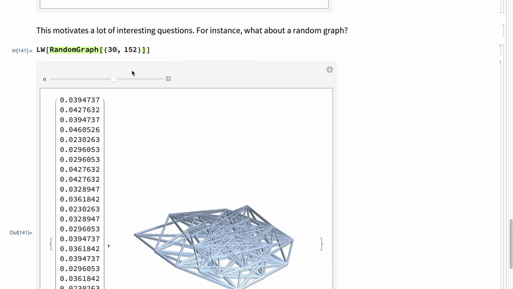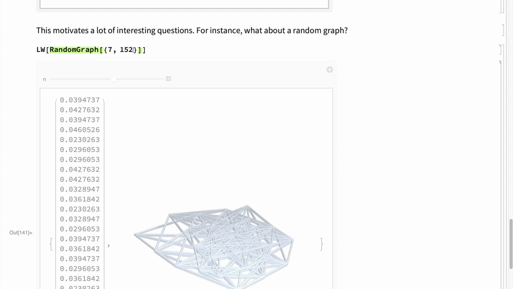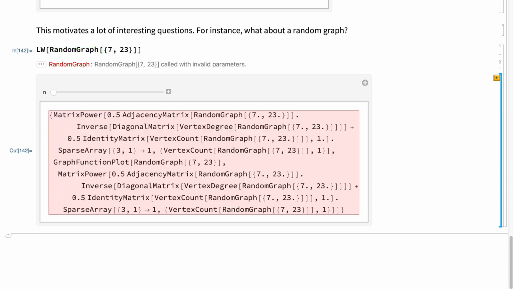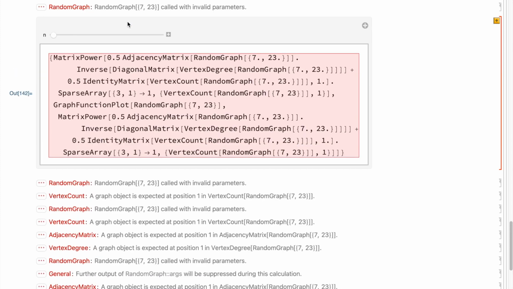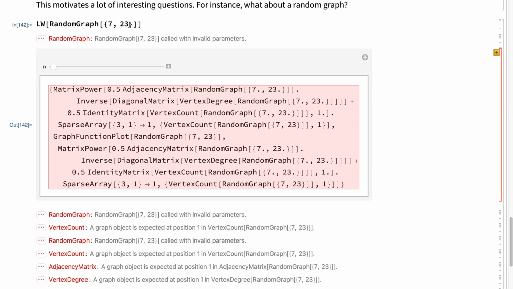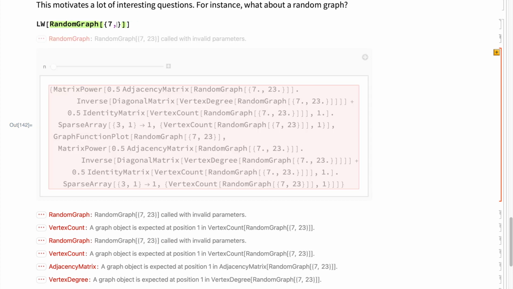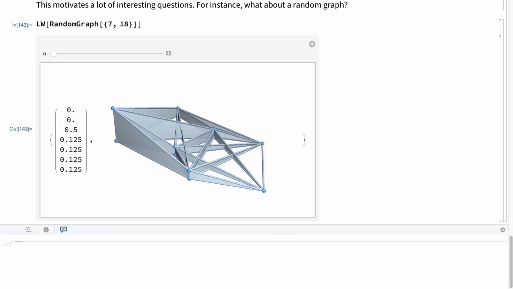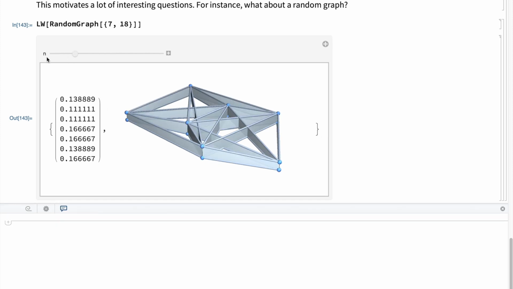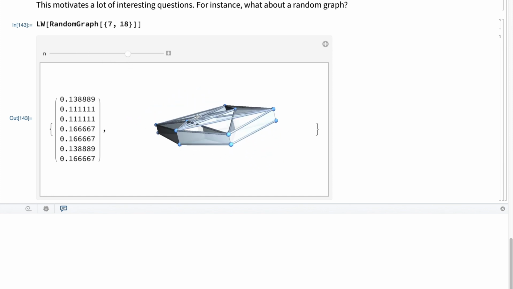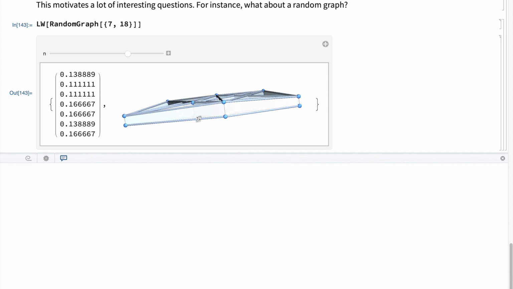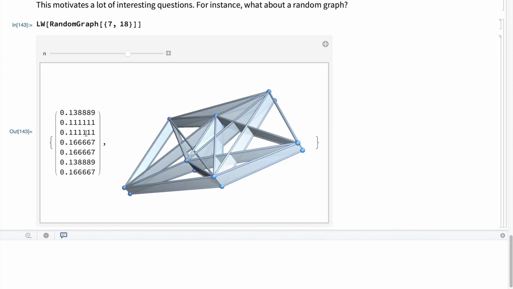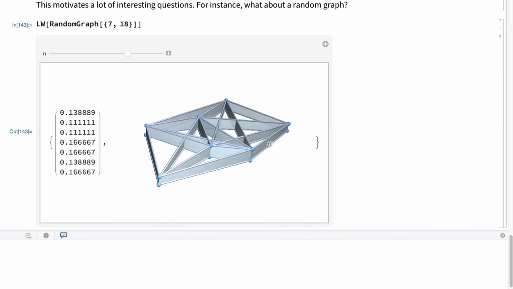And we can try a smaller random graph where we can see better what's going on. Let's say 7 vertices and 18 edges. In this random graph, you can see it converges to what's not an even distribution of probability, but whatever it is, it's a steady state.